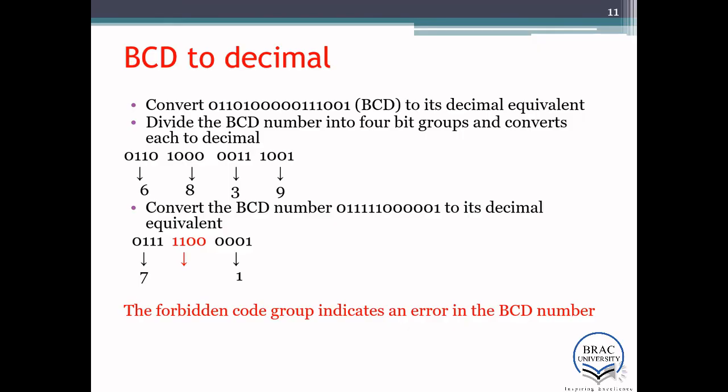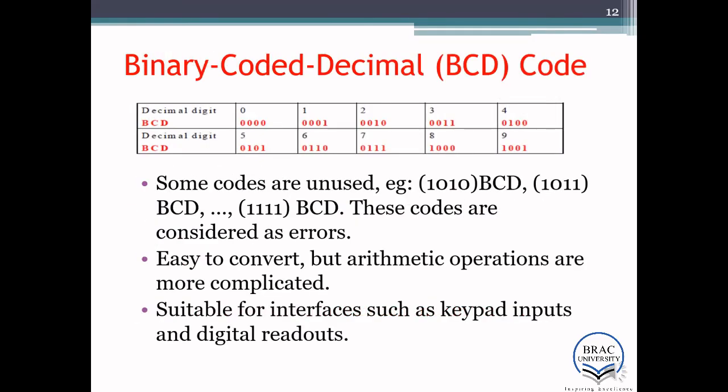Just look at here. So you can represent 0 to 9. This is 0 to 9 decimal and the red color is the equivalent BCD, right? But 10 to 15, 10 means 1010, 15 means 1111. So these 6 numbers are actually unused in BCD. These codes are considered errors. The advantage is it is easy to convert, but arithmetic operations are more complicated. It is suitable for interfaces such as keypad inputs and digital readouts.